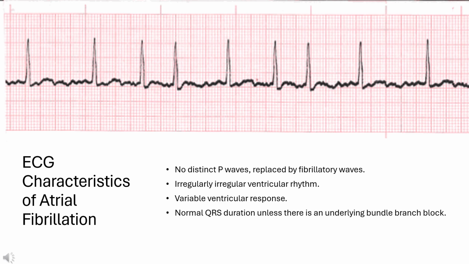In AFib, the QRS complexes themselves are usually normal in duration, measuring between 0.06 to 0.12 seconds. This is because atrial fibrillation primarily affects the atria, and the ventricles depolarize normally unless there is an additional issue. However, if there is an underlying bundle branch block, the QRS duration may be prolonged.